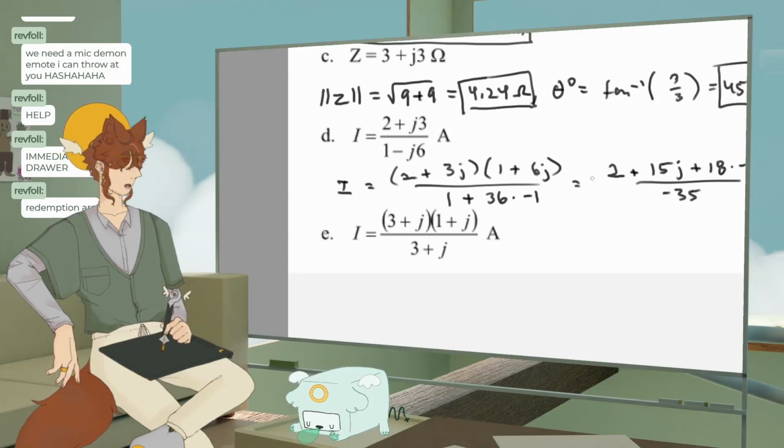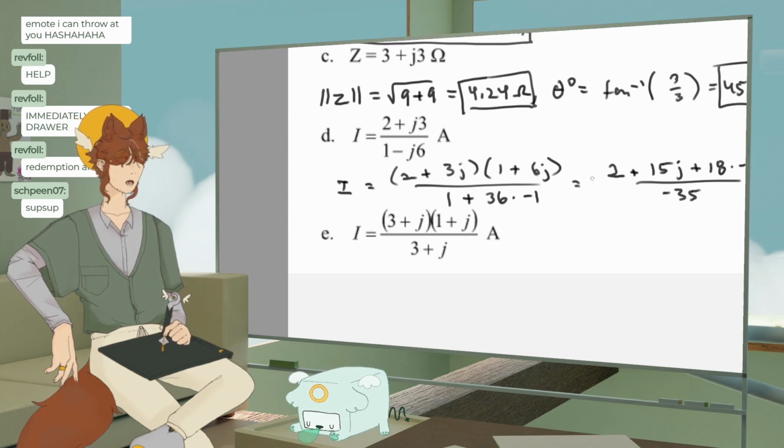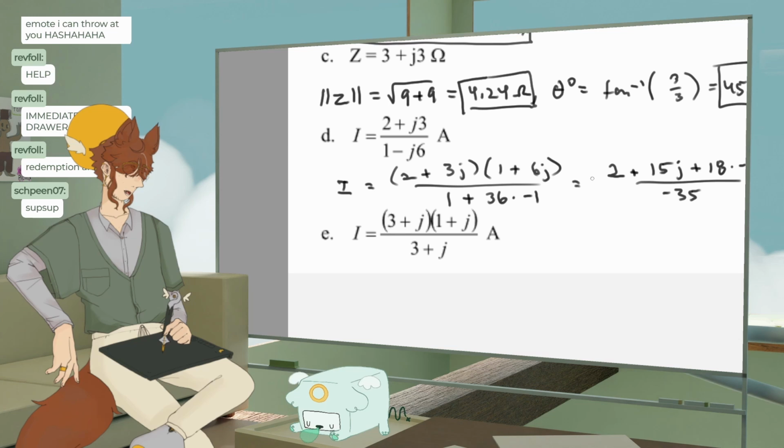Oh wait, actually. Wait a second. Can I not just cancel out this 3 plus j on the top and bottom? What's happening here? Why would you ever write something like this? I saw this and I was like, oh, if I do the complex conjugate and multiply both of them by 3 minus j, then I can cancel them out. It's like, no, I can just cancel them out right now.